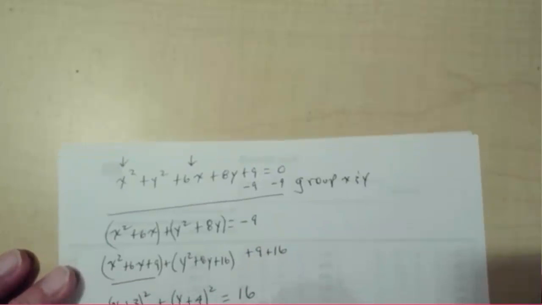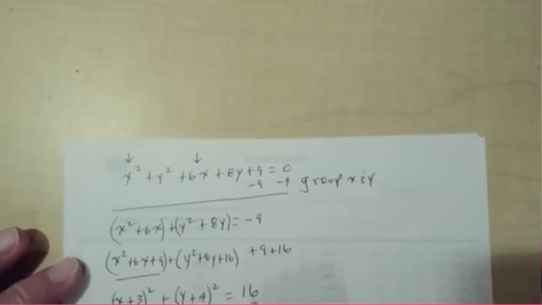Does this look familiar? This is the equation of a circle. So our center is negative h, negative k. So our center is going to be negative 3, comma, negative 4. And our radius is the square root of 16, which is 4.